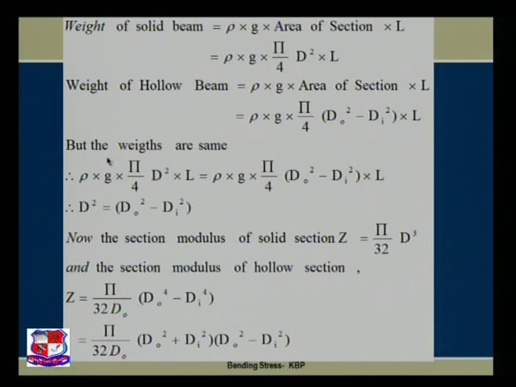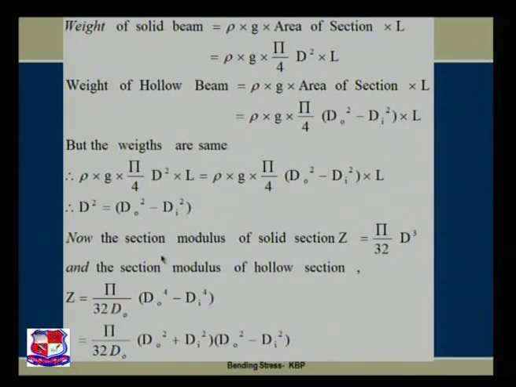Now, weight of both the beams is the same. So, if I equate this to this, because the weights are the same, we can obtain a correlation between the diameter of solid circular section and diameters of hollow circular section. So, if we compare both these equations, L, rho and G will be cancelled out, pi by 4 will be cancelled out, and we achieve d square is equal to bracket do square minus di square.